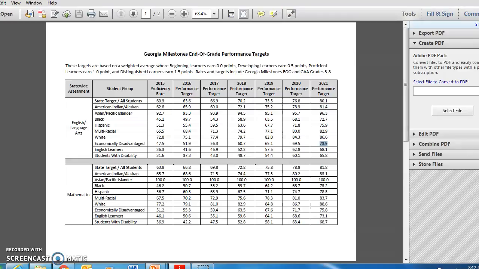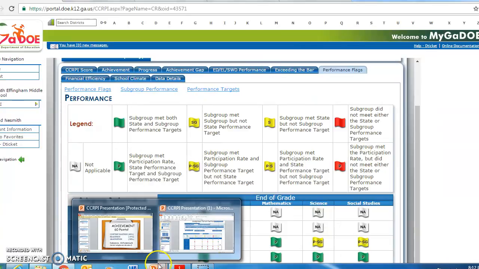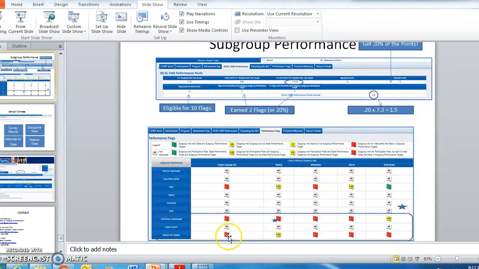And I did want to show you too, if we go back to that example on the PowerPoint, you'll notice that they were eligible for 10 flags, unlike our 8 flags, because this is based upon, I assume that their example is from last year, because the English language arts and the reading were separated. And so that's why they were eligible for more flags than we were eligible for.